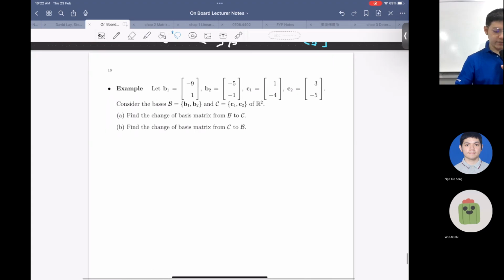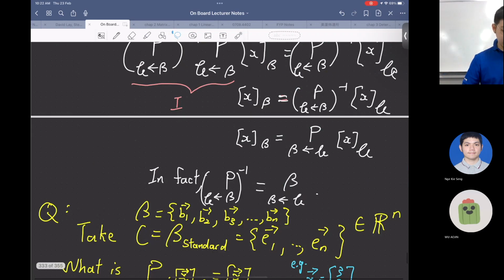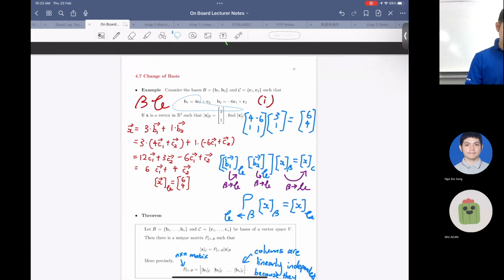Next is this one. So let's see if our change of basis matrix is different. So how to find if we don't tell you the relationship between B and C? So like just now, what we did is we need to express the vectors in B and C first to find the change of coordinate matrix.